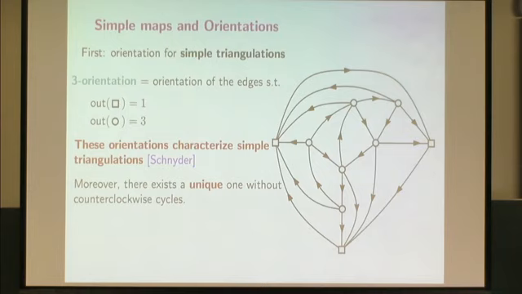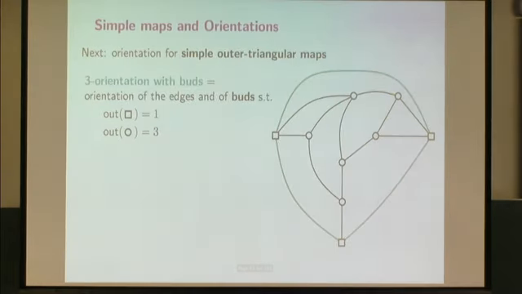And moreover, there exists a unique way of doing that without counterclockwise cycles. Okay. Is that clear so far? Okay. So that's for simple triangulations. Now we need to talk about general simple maps. In a simple map, a priori, you have fewer edges than in simple triangulations. So there's no way you're going to be able to have 3 orientations. You don't have enough edges to put all these outgoing edges somewhere.